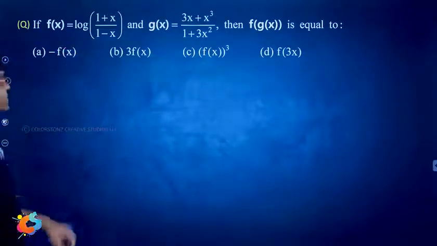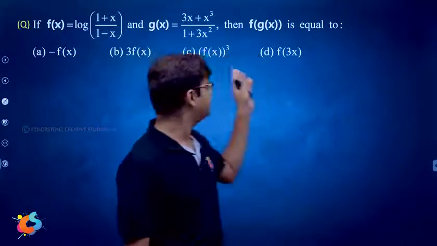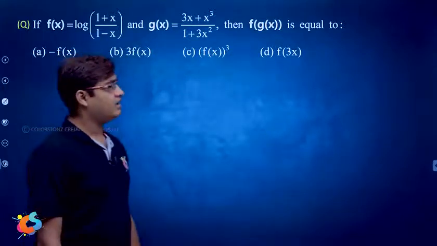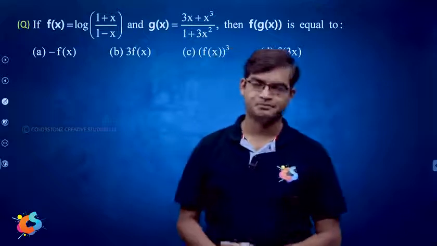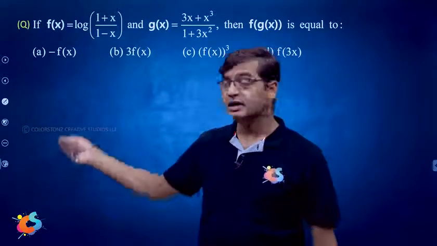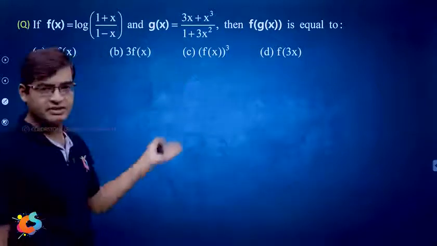So here we have f of x is equal to log of (1 plus x) by (1 minus x). g of x is equal to (3x plus x cube) by (1 plus 3x square). Then f of g of x is equal to how much? Again, the same thing. We have done so many questions in NCERT. Also, we have seen just before, f of g of x we have to find.